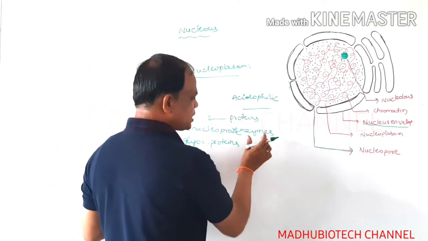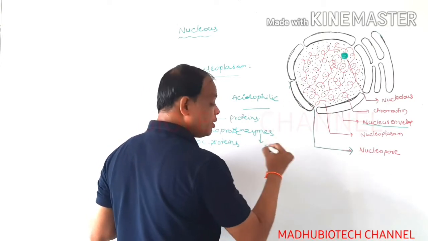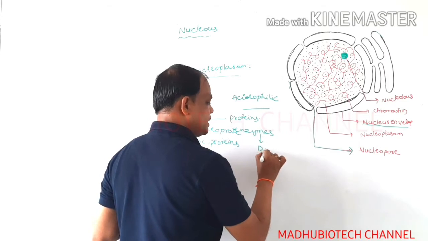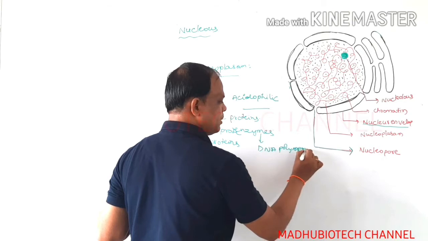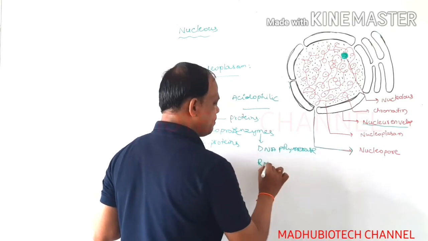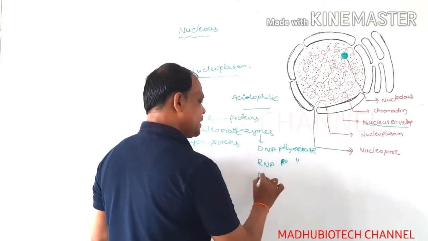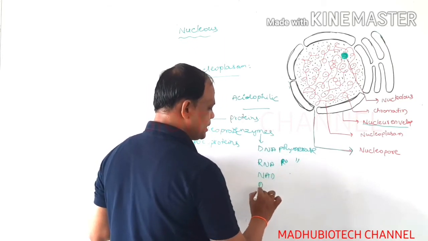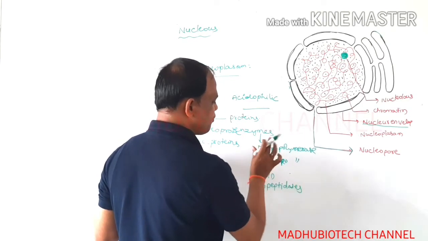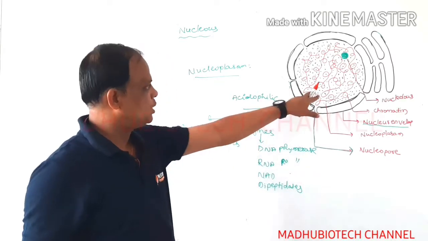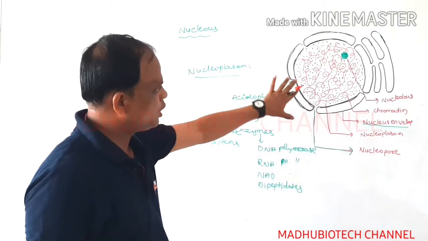Some enzymes are also present in the nucleoplasm, namely DNA polymerase, RNA polymerase, NAD synthetases, and dipeptidases. Okay, and this is the nucleoplasm.